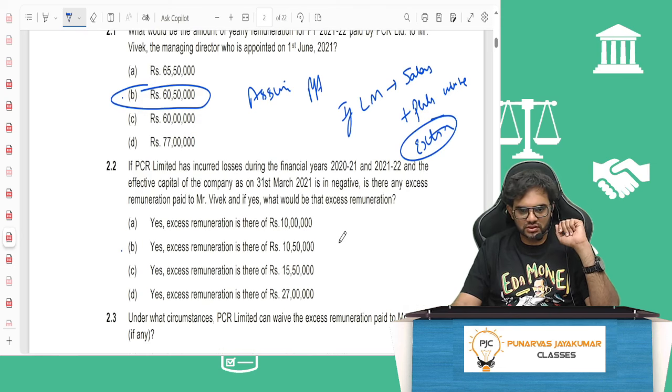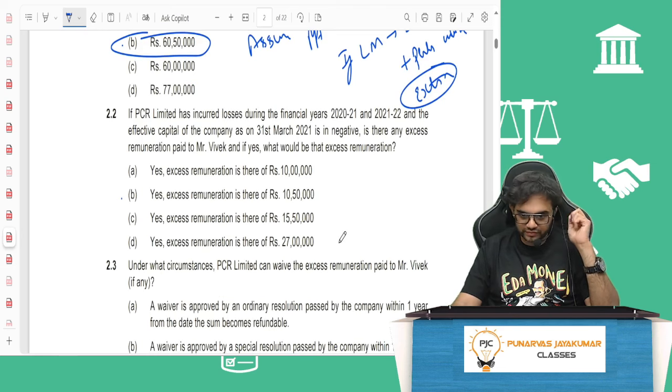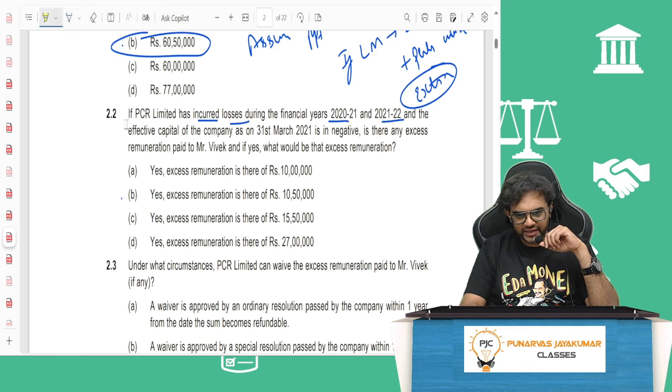This is fine. You see, it came now. If PCR Limited has incurred losses during the financial year 2021-22, the effective capital is negative. Is there any excess remuneration paid to Mr. Vivek? And if yes, what would be that excess remuneration?